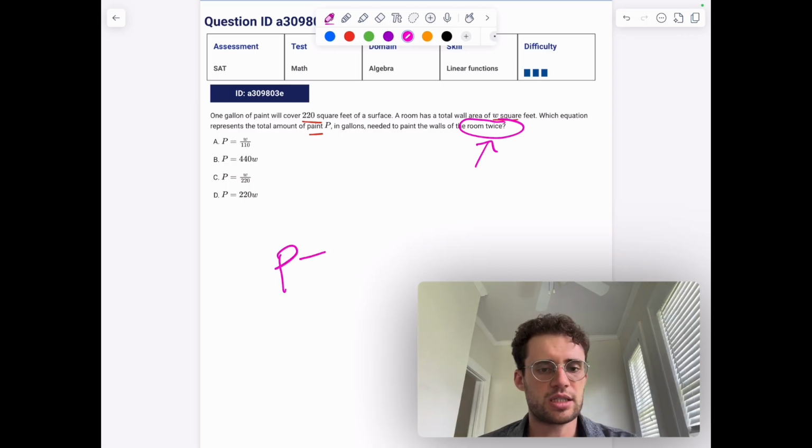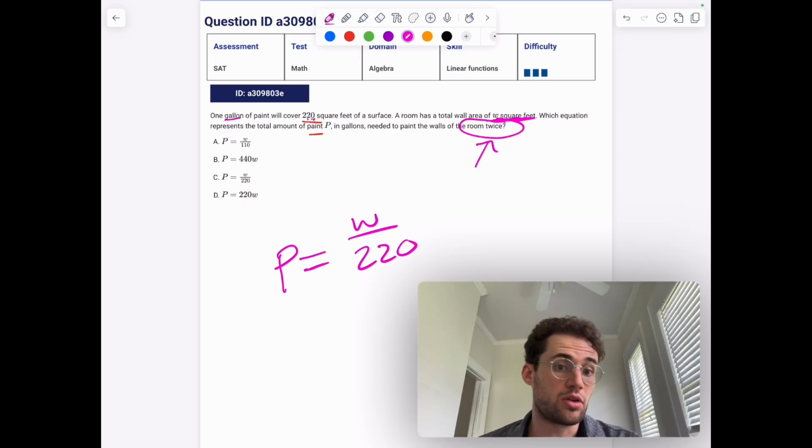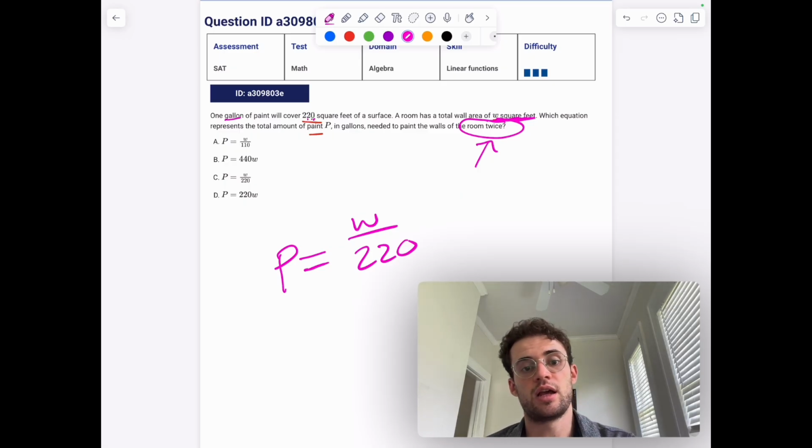We go, paint is equal to, it's 220 square feet for 1 gallon. And we have W square feet. We want to find out how many gallons that would be. What you do is divide the number of square feet, W, by 220. Because that means if you have double 220, or 440, then that will tell you you need 2 gallons to do that many square feet. If you have half as many, so 110, that would be 110 over 220, it would tell you you only need half a gallon, which is accurate.